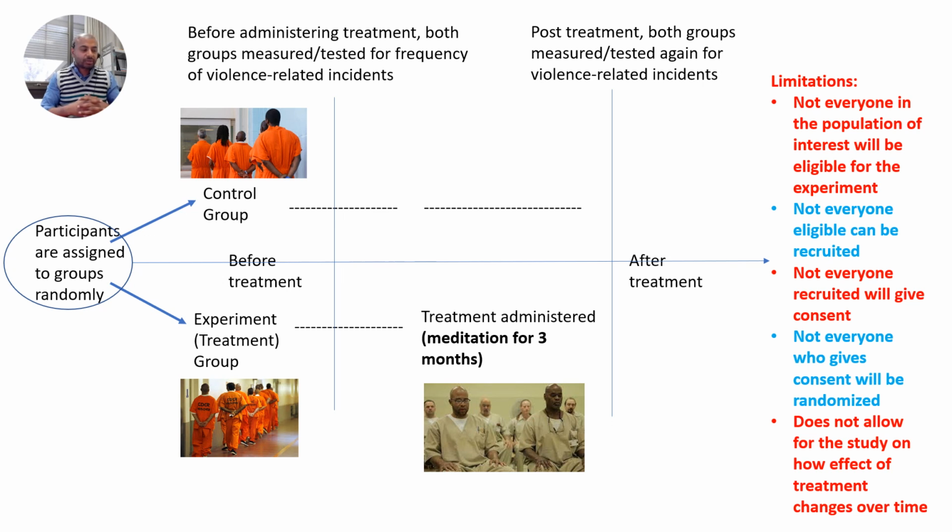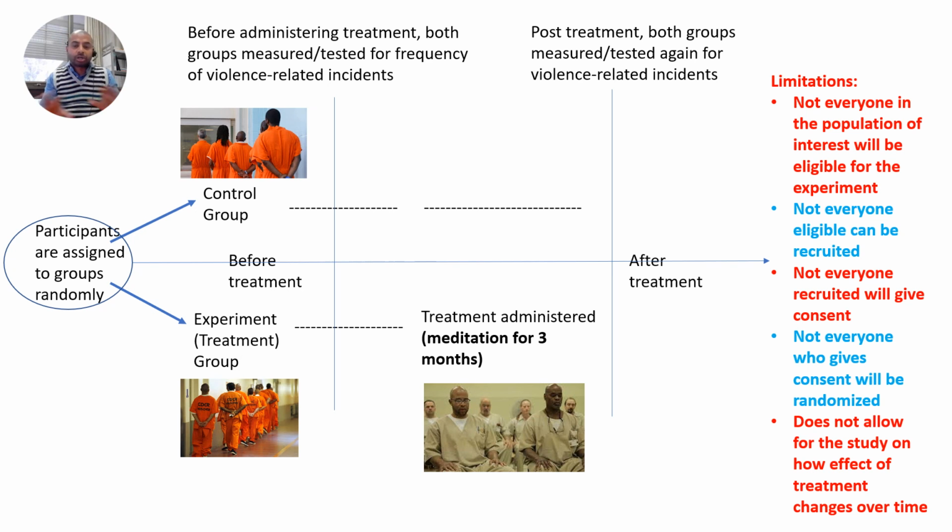And finally, the last one is that sometimes these kind of studies do not allow us to study the effect of the treatment over a period of time. Like I told you here, the data should be collected at the same time from both groups, whether it is pre-testing or post-testing, because we want to minimize the time that elapses between the treatment being administered and the collection of the data. So this cannot be like a longitudinal study where you can come back again after 6 months or 8 months and see how the group is behaving in terms of violence related incidents when you administered meditation to them many months back.